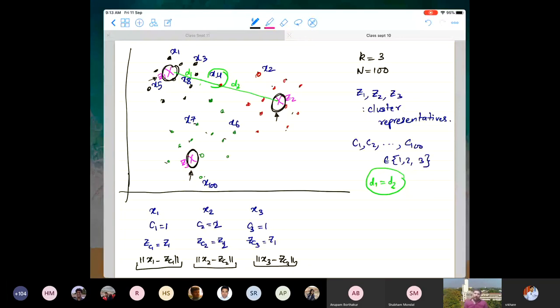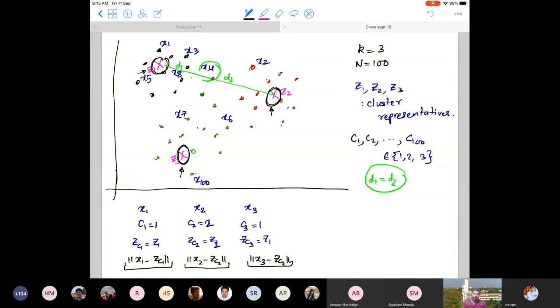So what we really are doing is we are looking at each vector x1, x2, x3, and we look at the distance of each of these vectors from the group representative. As somebody pointed out correctly yesterday, amongst all the representatives, we choose the nearest neighbor to x1. In this particular diagram, the nearest neighbor to x1 turns out to be z1. So we assign x1 to cluster 1.